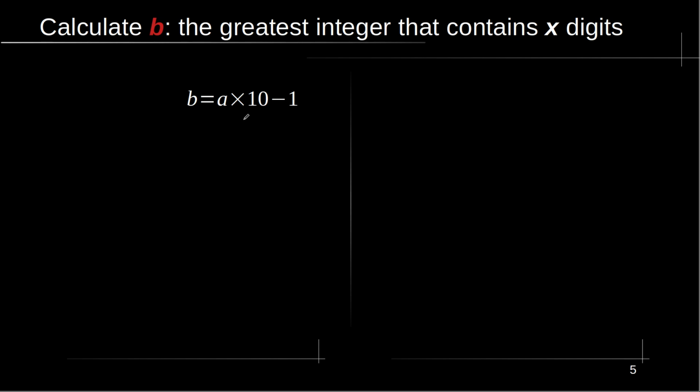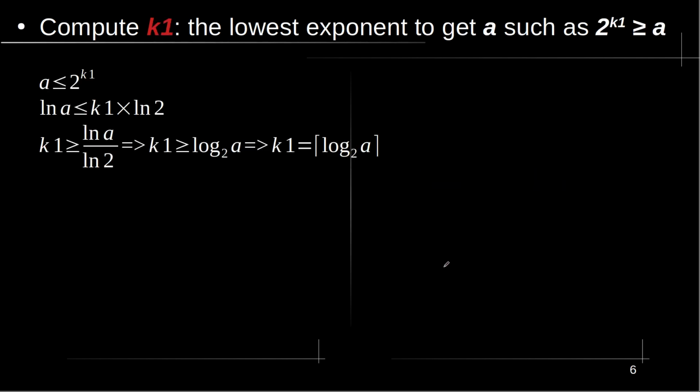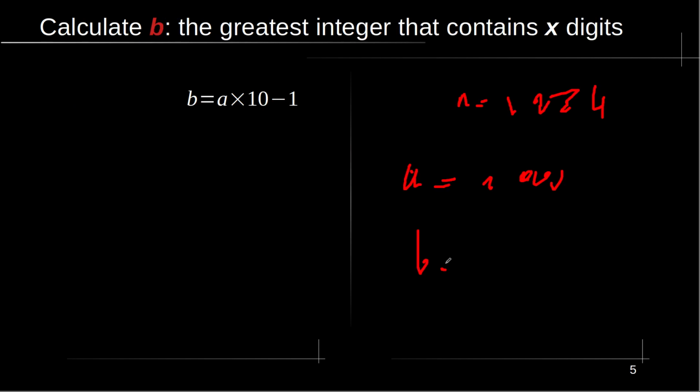b is easy to compute. It's the largest, or the greatest, integer that contains x digits, which is a times 10 minus 1. If n contains 4 digits, for example, a is equal to 1000, and b, which is the largest integer that contains 4 digits, is this number. How to obtain this number? Multiply a by 10 and subtract 1.